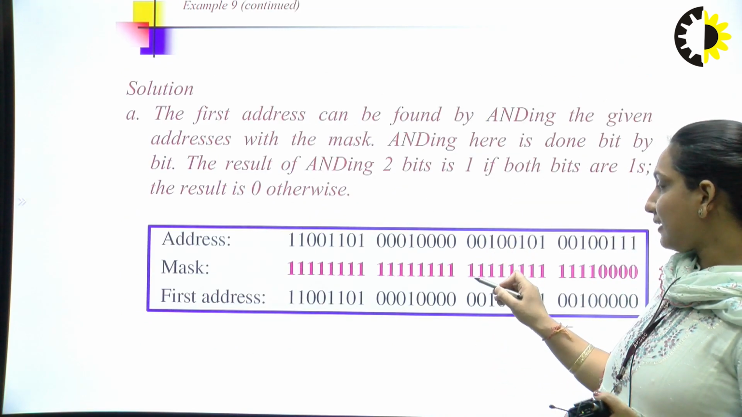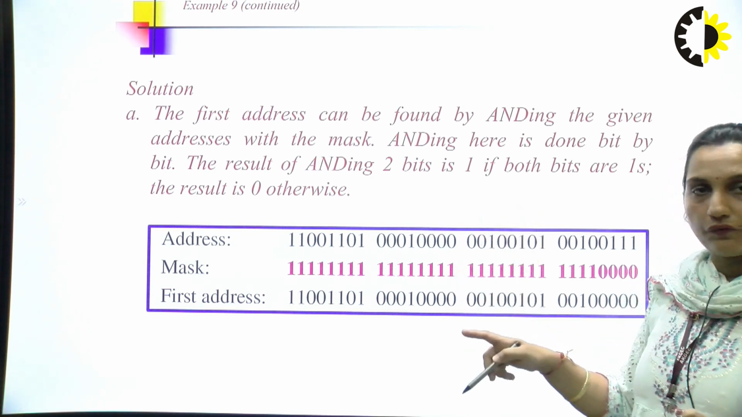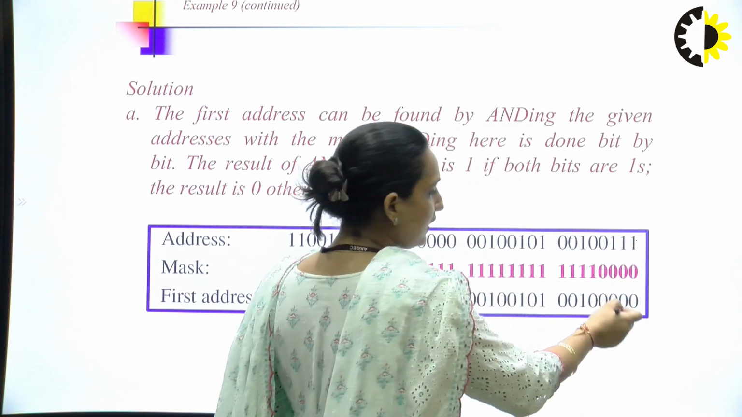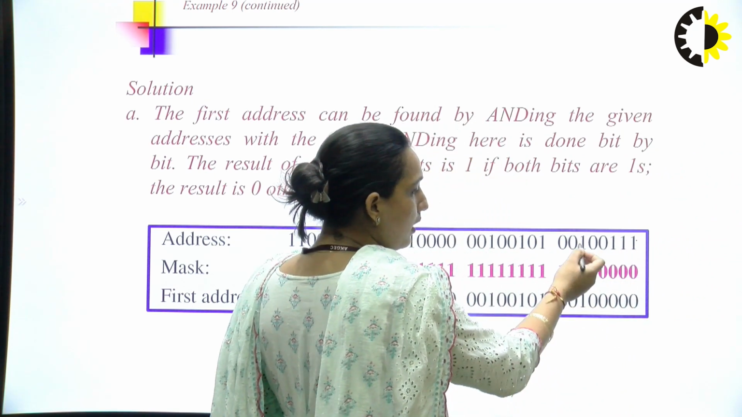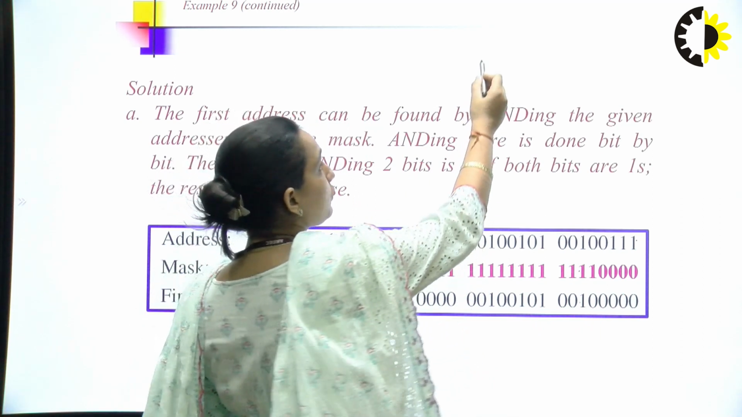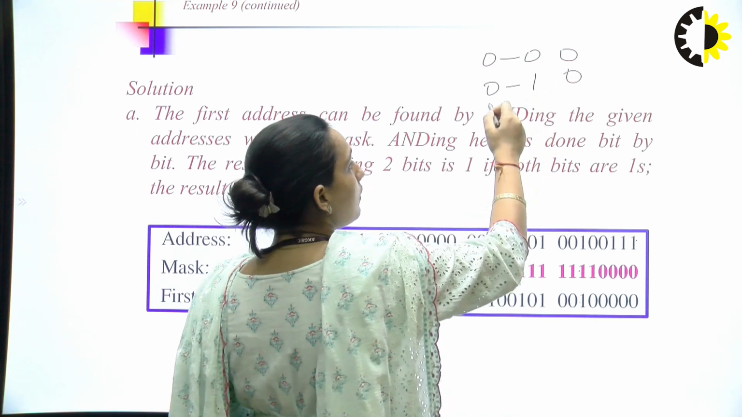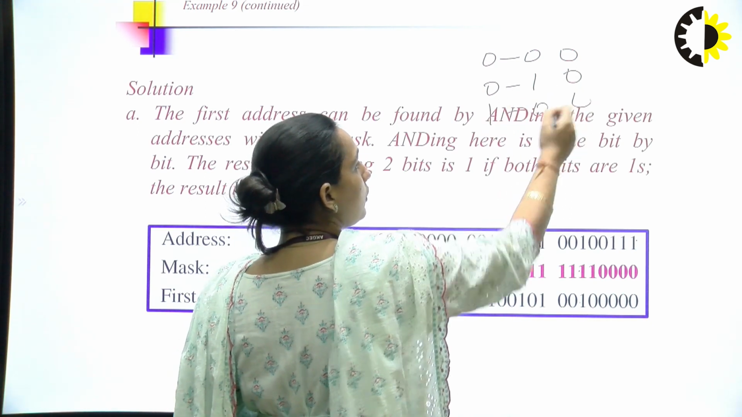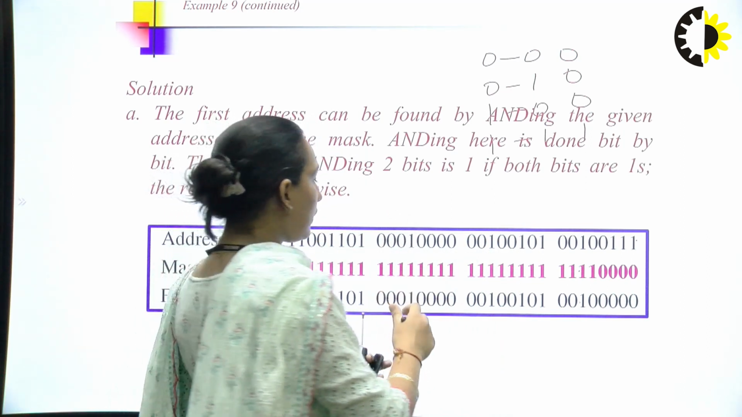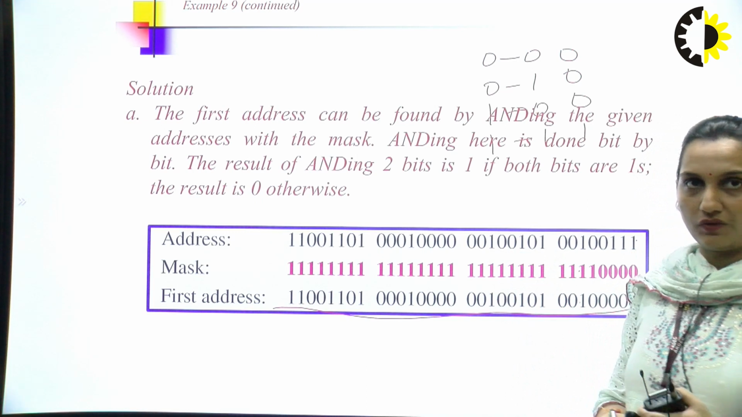We take the mask and the address and AND them. AND of it: 1 1 0, 1 1 0, 1 1 0, 0 0 1, 1 1 1. So we are ANDing it. What we have to do is 000, 001, 010 and 011. We are having 1. AND it. And then after that the IP that comes out is my first address.